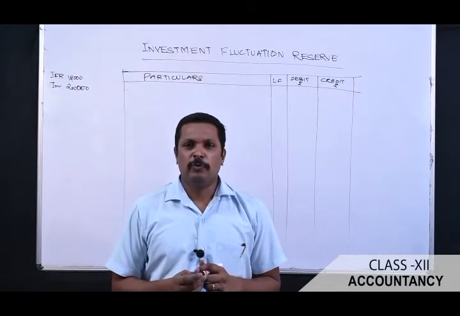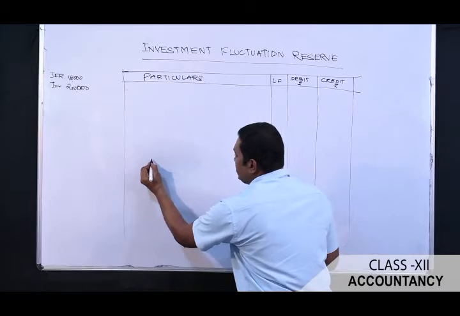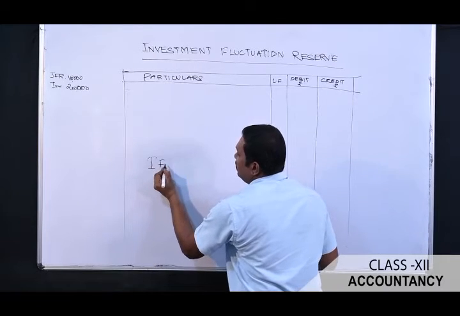Students, next, one more reserve is there. What is that? Investment fluctuation reserve.